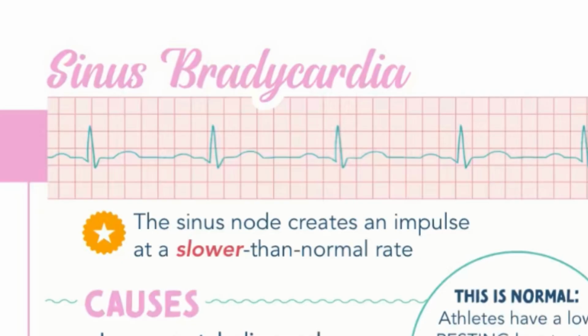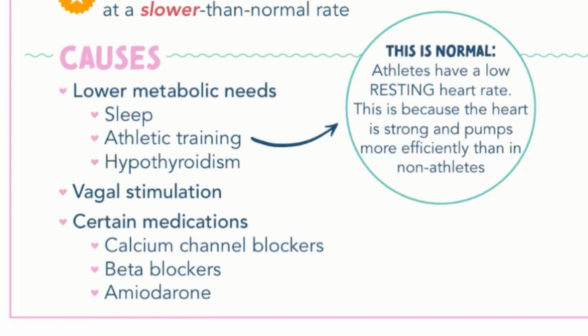Causes include lower metabolic needs, if the patient is sleeping, and athlete training, since athletes always have a low resting heart rate. This is because the heart is strong and it pumps more efficiently than a non-athlete. So always remember, and always ask about athletes having bradycardia. Next are vagal stimulation and certain medications such as calcium channel blockers, beta blockers, and amiodarone.